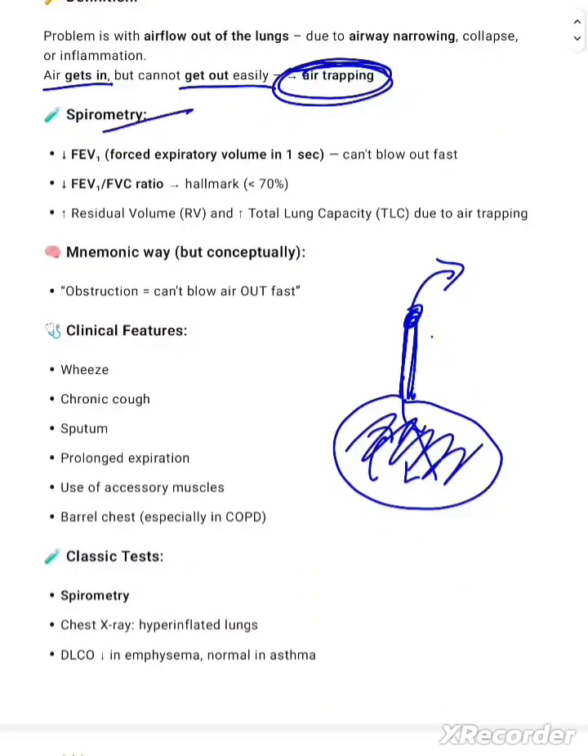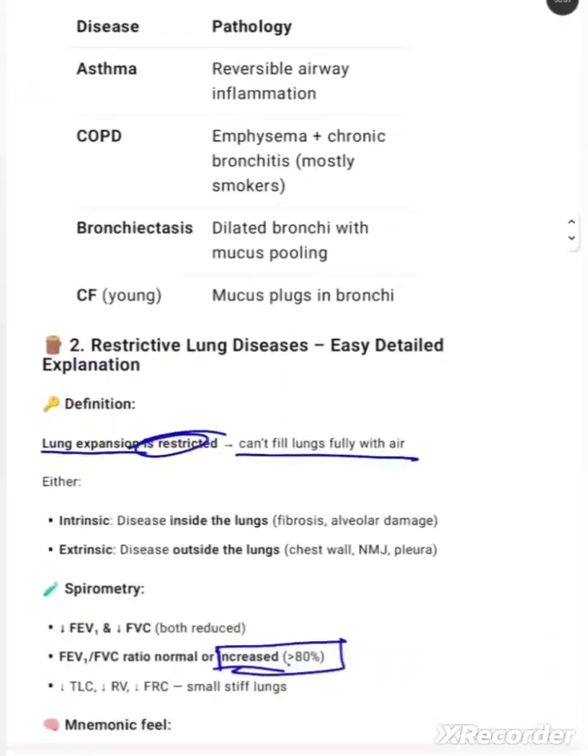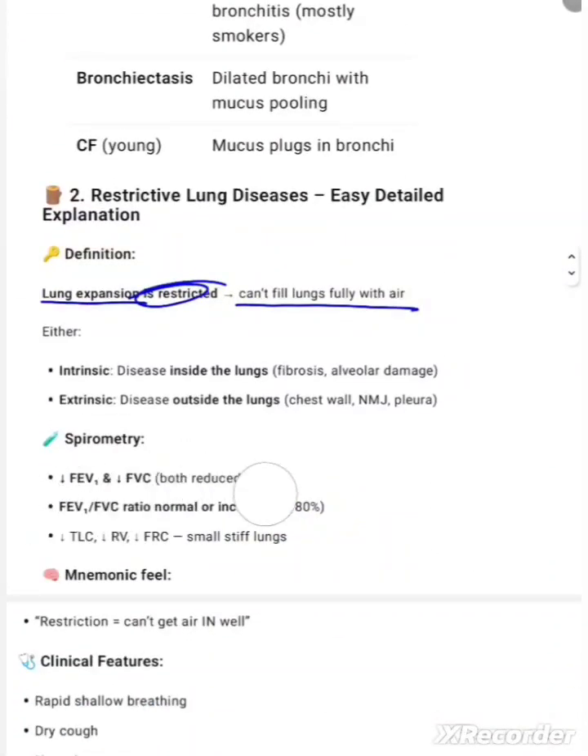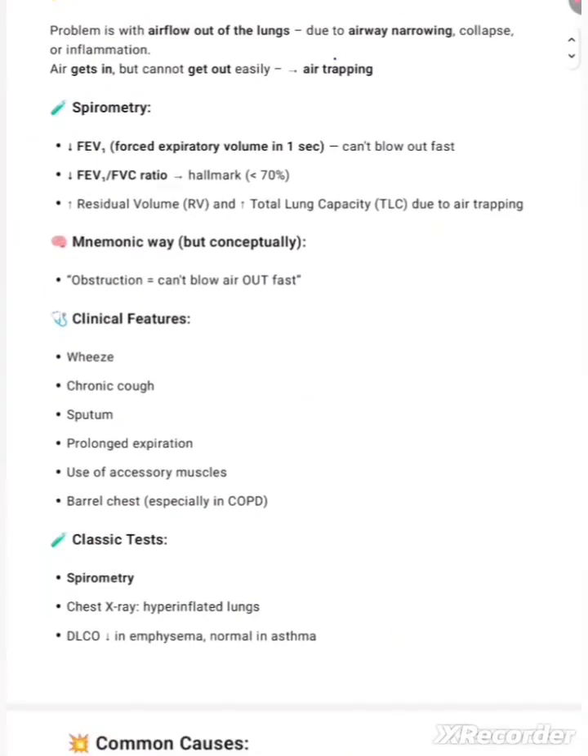Now the test in spirometry, FEV1, forced expiratory volume in the first second, is low, so the FEV1 by FVC ratio is low. This is the hallmark of obstructive lung disease. But in restrictive lung disease this FEV1 by FVC ratio is normal or increased. This is the difference. Now let's watch obstructive lung disease more.